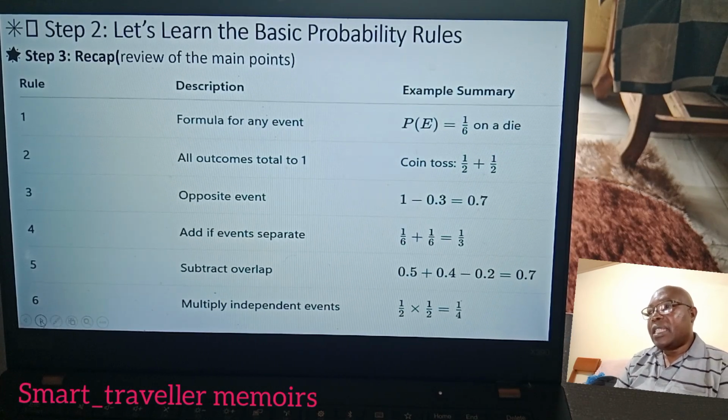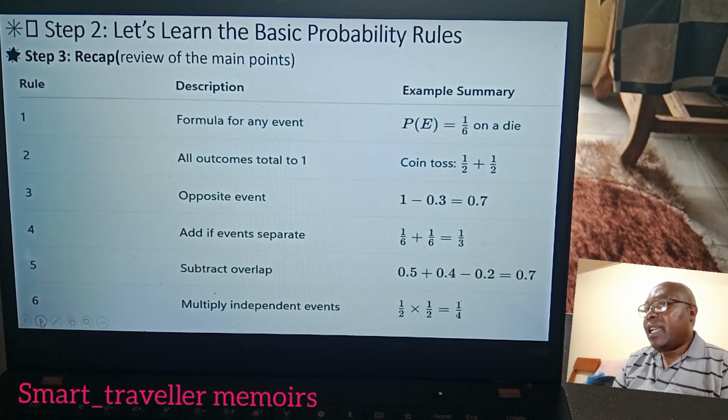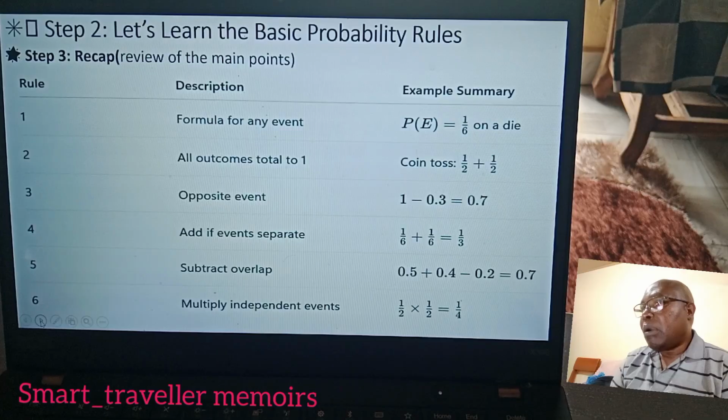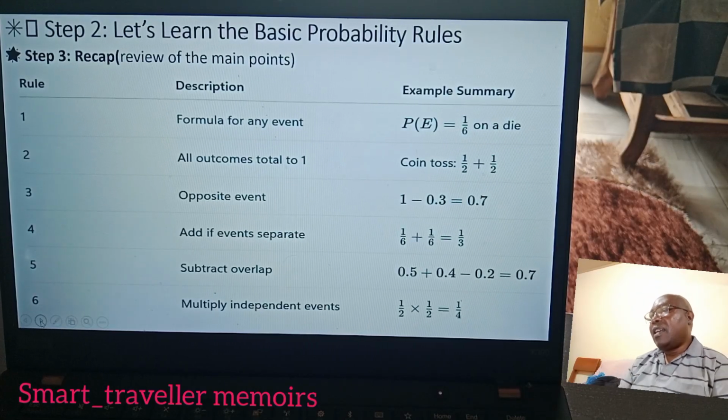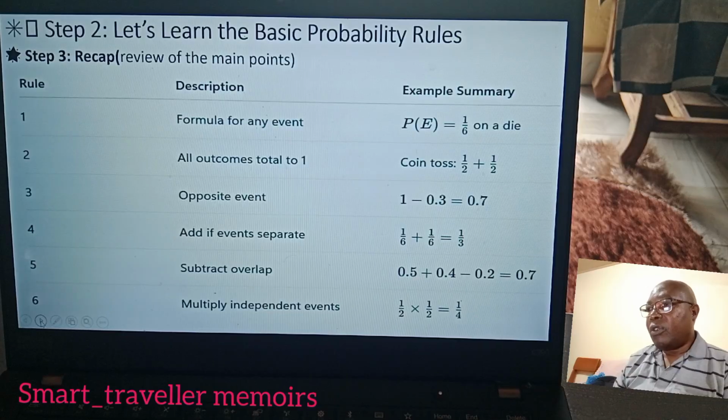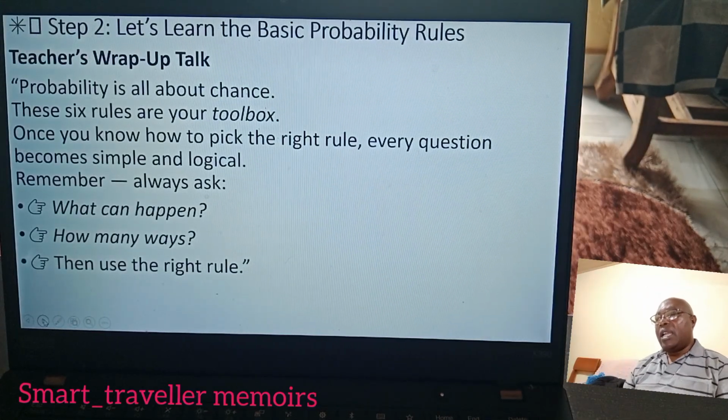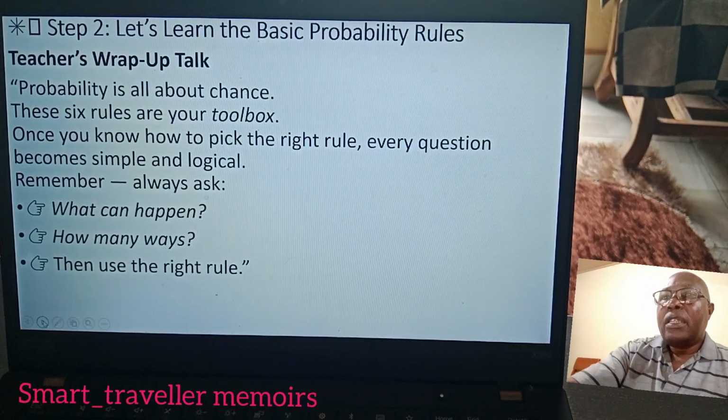And number 6 finally are the independent events, where the occurrence of one does not affect the other. Like tossing a coin, you either have a head or a tail, so the probability of a head is 1/2, and the one for the tail is 1/2. You multiply independent events.